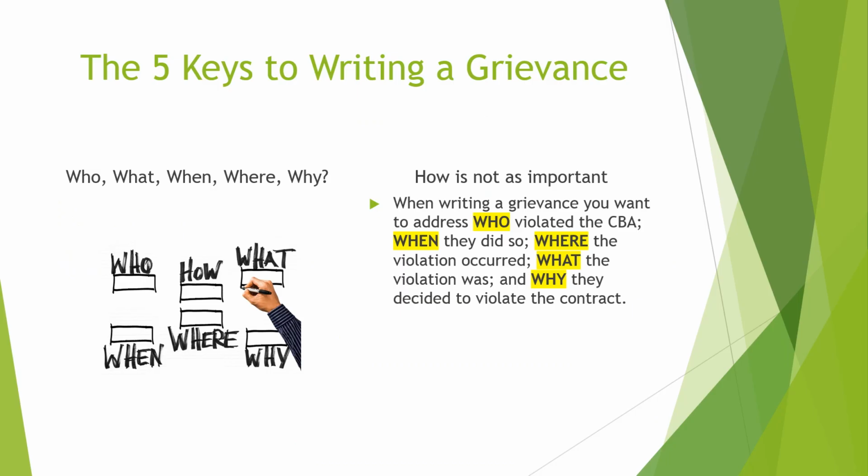Now, there are 5 keys to writing a grievance. You have the who, what, when, where, and why. Typically you would put how in there, but how is not so important in writing the grievance. You basically want the 5 W's. So you want to know who violated the contract, when they did so, where the violation occurred, what the violation was, and why they decided to violate the contract. And we'll go through each of those one by one.